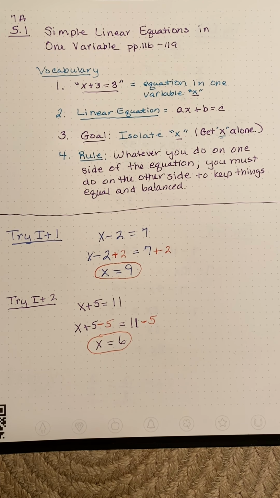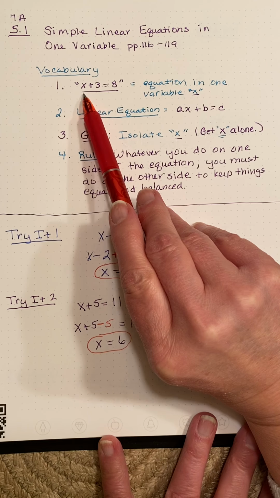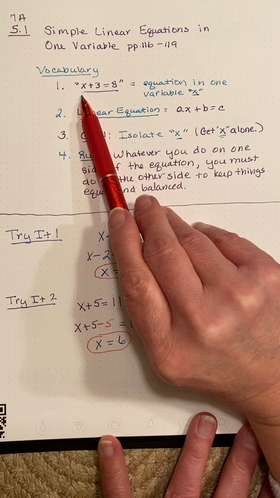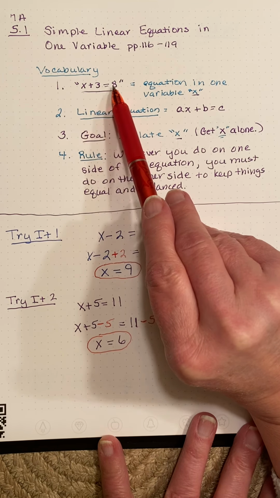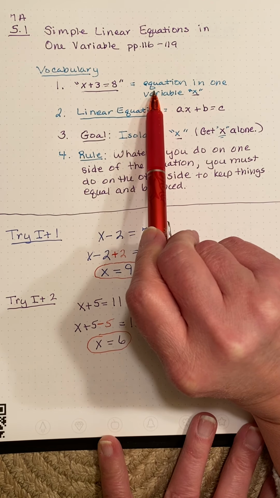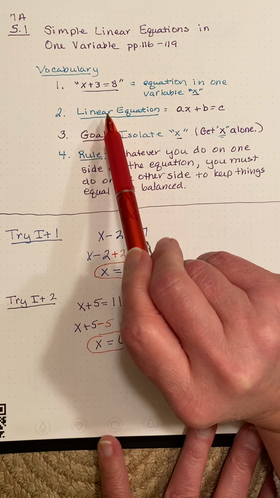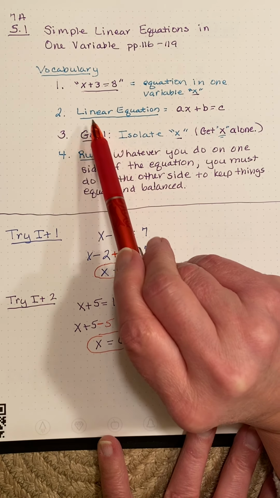Hello, pre-algebra. Welcome to lesson 5.1, simple linear equations in one variable, beginning on page 116 and going through page 119. First, the vocabulary for this lesson. You're going to be seeing expressions in basic form like this: x plus 3 equals 8. We have the variable x, so that actually is an equation in one variable x. Pretty obvious, but we need to state that.